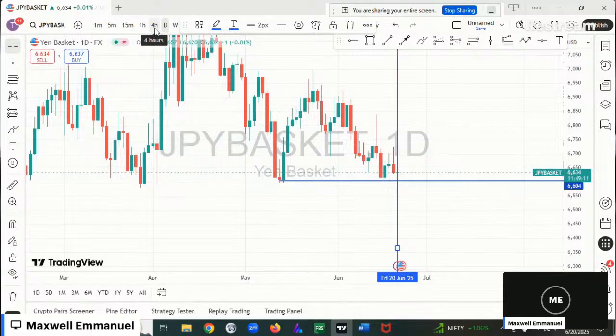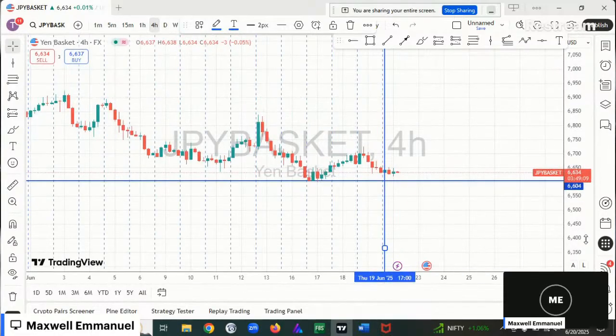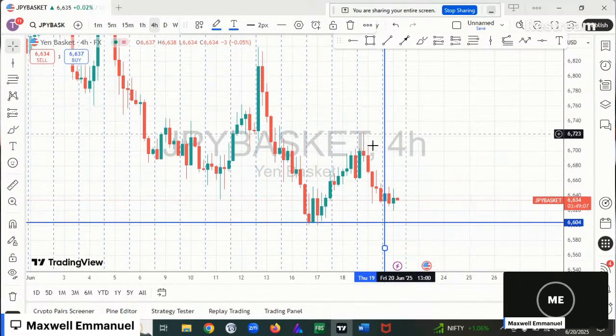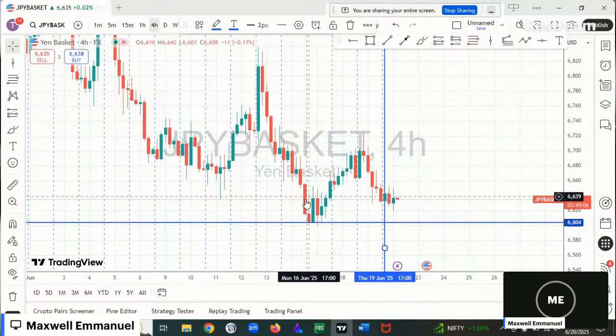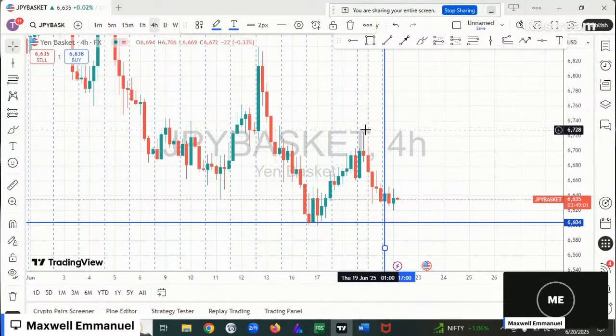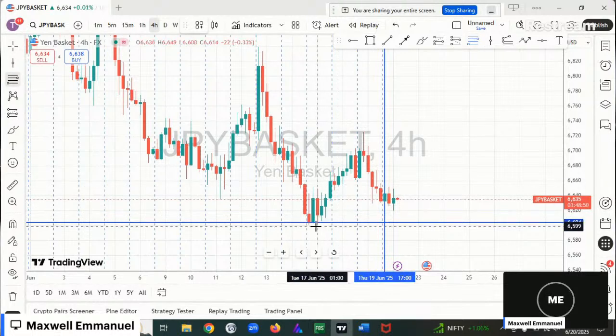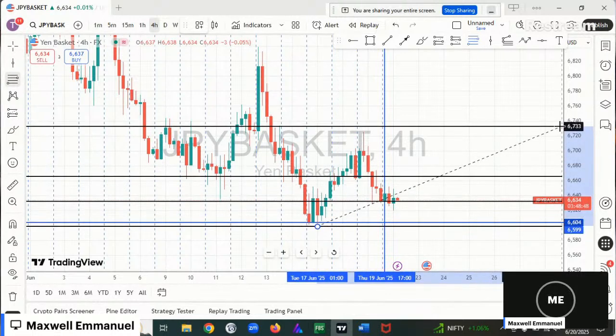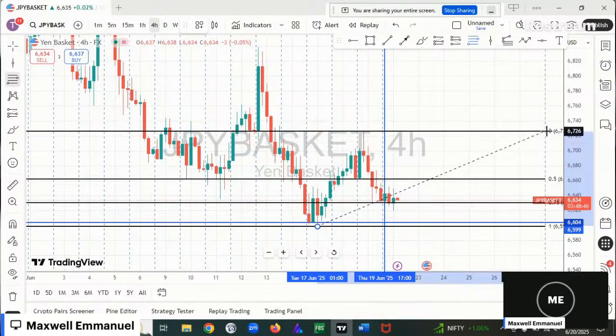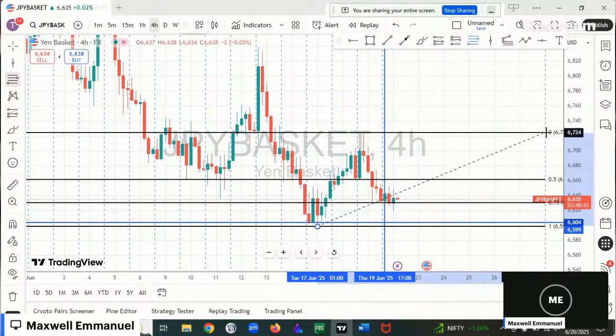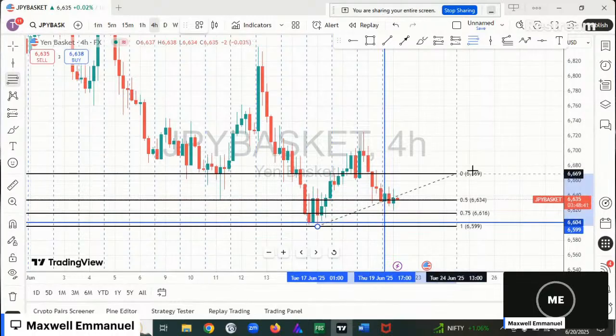After the close of yesterday's candle, let's see the pattern we had on the 4-hour time frame. If you apply your Fibonacci from this swing low to this swing high, you can see that price is currently at a discount area. You can see the pattern that formed after price.